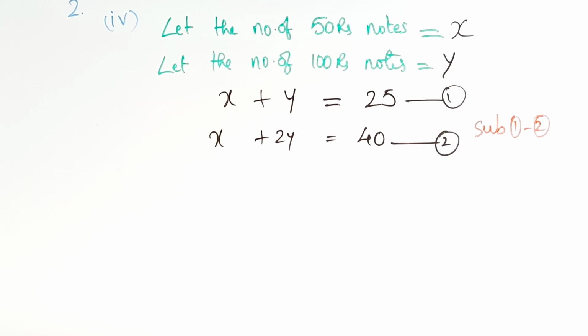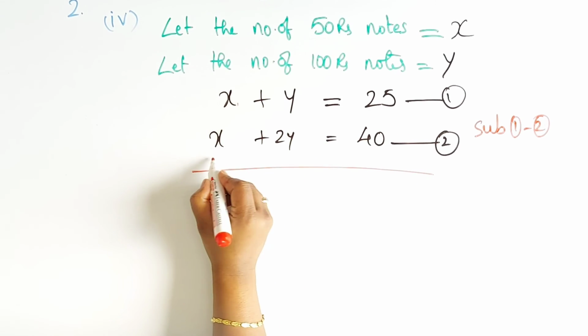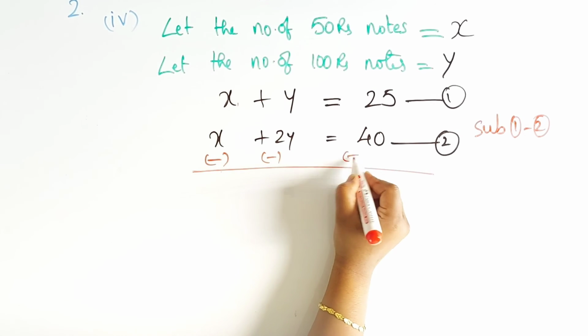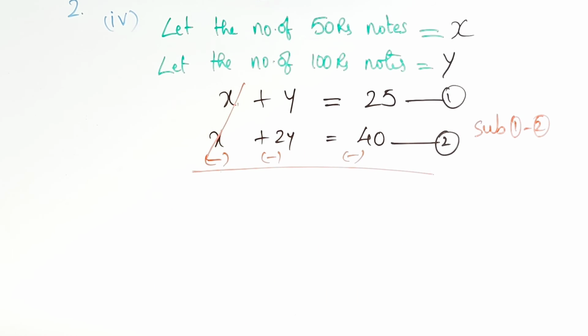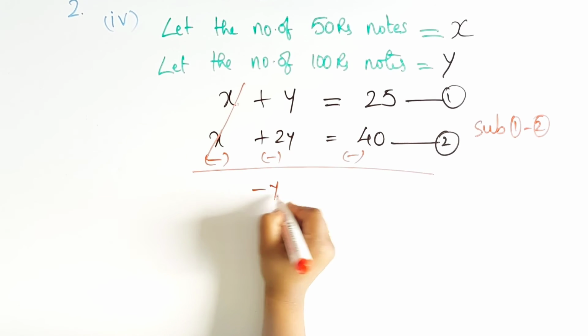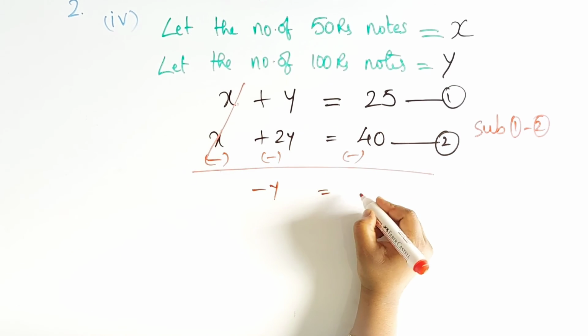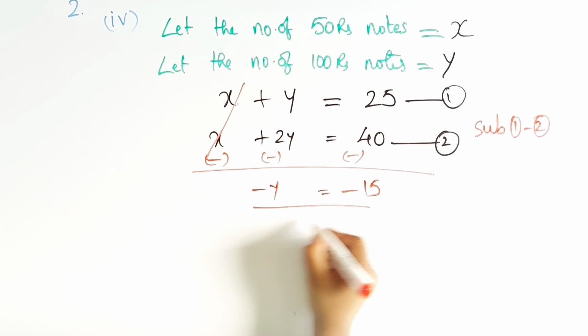Here by subtracting we can eliminate the first term children. So change the sign. x minus x, it is 0. y minus 2y, that is minus y equal to 25 minus 40, minus 15 children. Therefore y equal to positive 15.